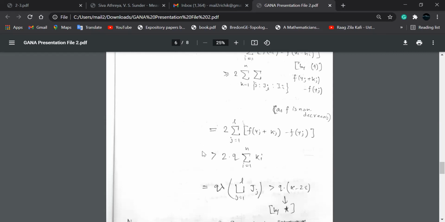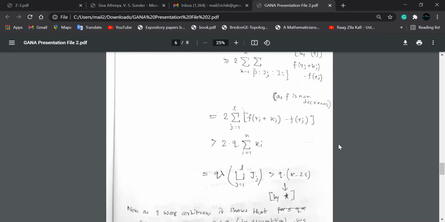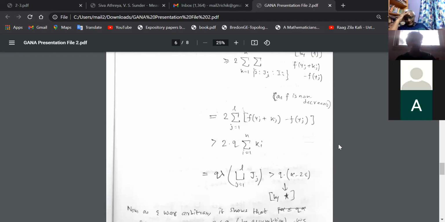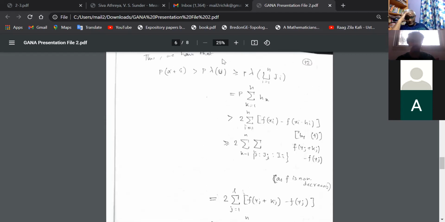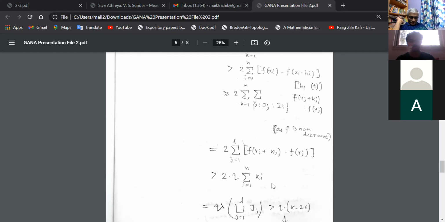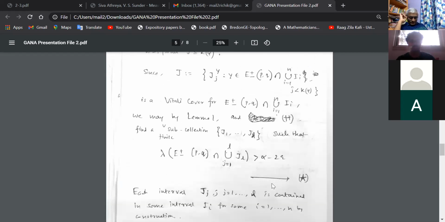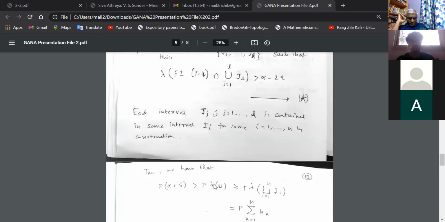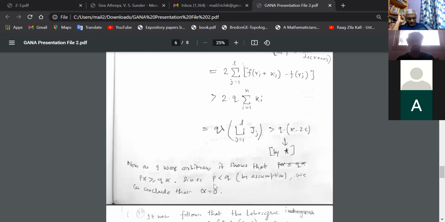So this relation, this line comes from the inequality we saw previously, triple dagger. So thus, by the previous argument we used in this case, similarly we have that this will be less than or equal to the disjoint union, which will be greater than or equal to q into alpha minus 2 epsilon, which we have seen earlier, this alpha minus 2 epsilon by star.